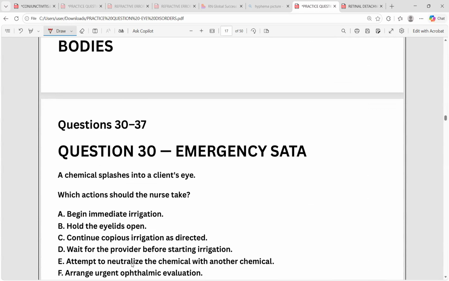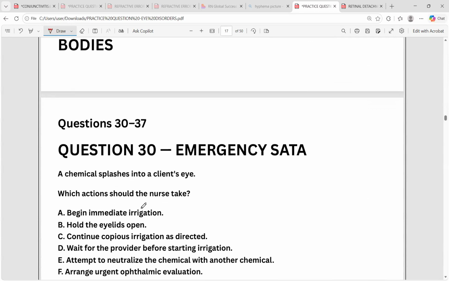So, this question, can you please read it and I will explain later with the question. A chemical splashes into a client's eye. Which action should the nurse take? Begin immediate irrigation, hold the eyelids open, continue copious irrigation as directed, wait for the provider before starting irrigation, attempt to neutralize a chemical with another chemical, arrange urgent ophthalmic evaluation.